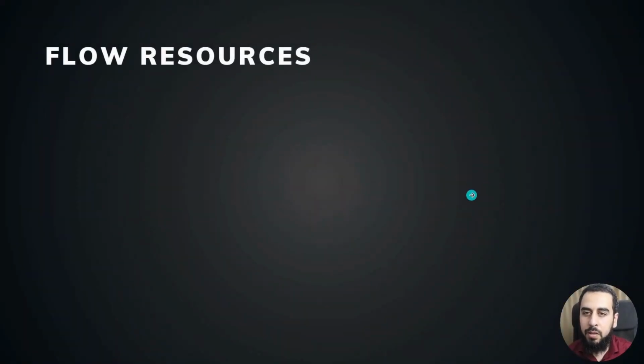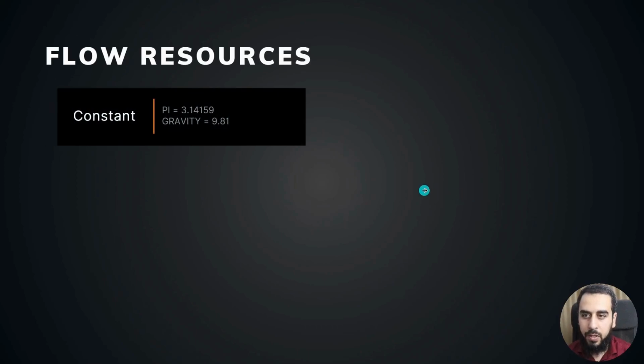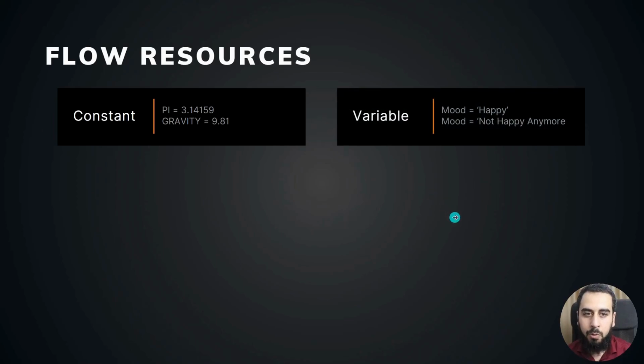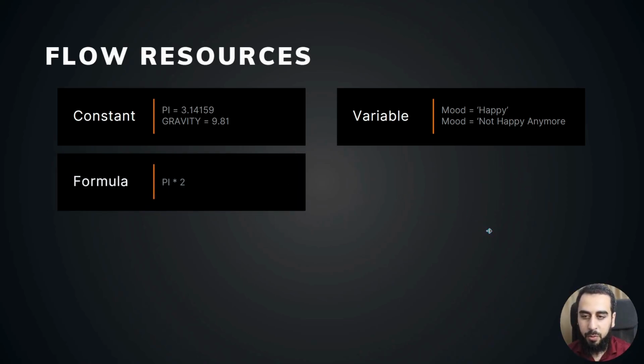We will be working with resources in flows all the time. Let's look at the different types we have. We have a constant, and this is a fixed value like pi. We also have a variable, and this is when we know that the value might change. Something like the mood right now is happy, but at a later time down the road, mood changes from happy to not happy anymore. We also have a formula, and this is when we need to manipulate the data type.